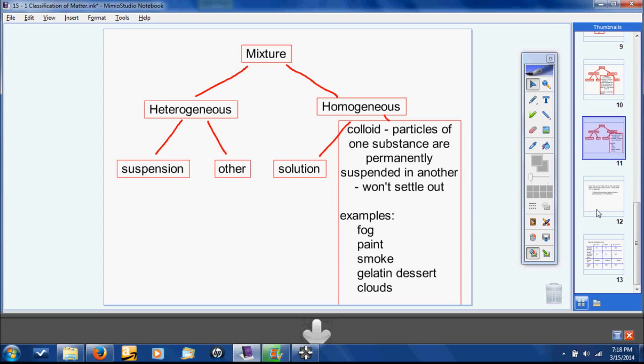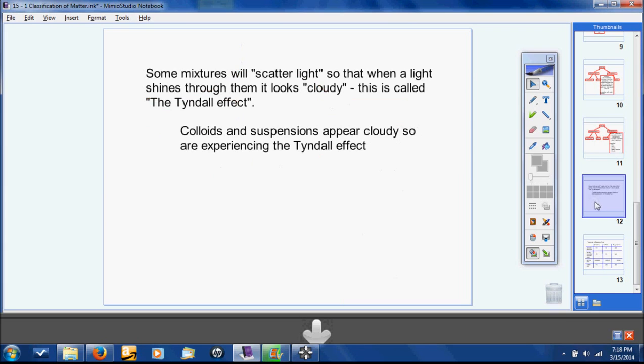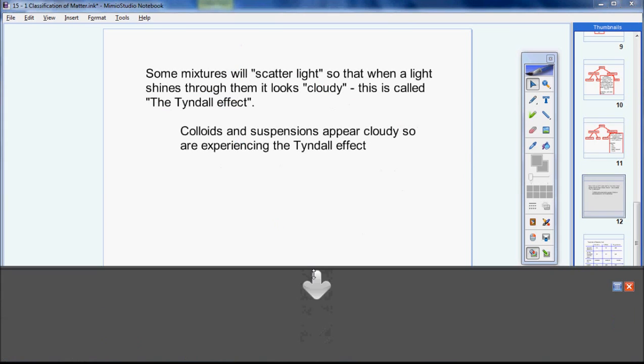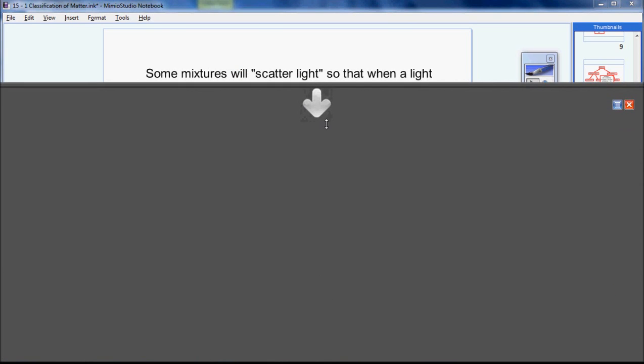There are two types of mixtures that, when you shine a flashlight through them or light tries to pass through, because there are particles suspended in other particles, we say that they scatter light. Some mixtures will scatter the light. If you shine a light and there's a whole bunch of dust, you can actually see the dust particles, and it scatters the light. So at that point, there's some kind of mixture of air with dust.